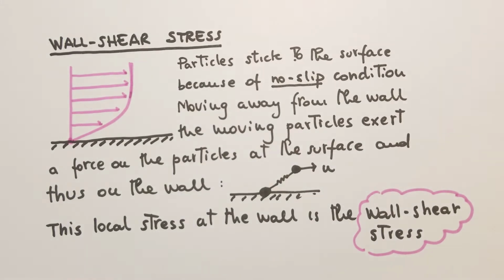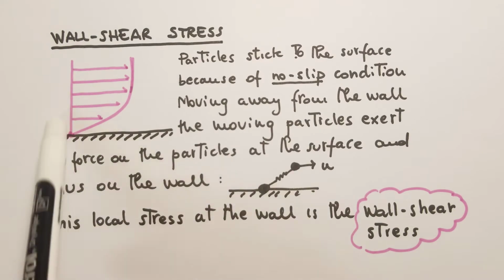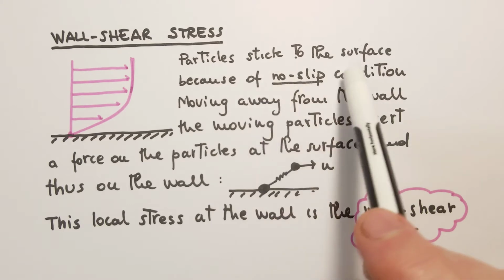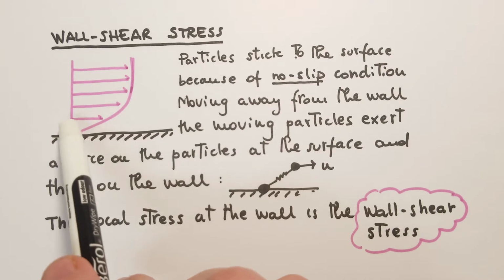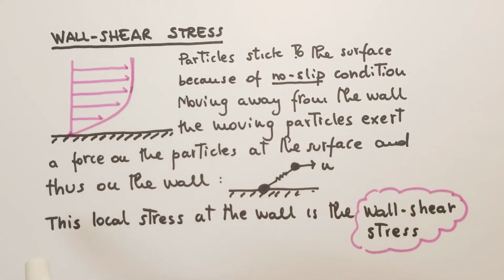A very important concept when we study boundary layers is the wall shear stress. Here we have sketched again the velocity boundary layer, and we remind ourselves that particles stick to the surface because of this no-slip condition. As we move away, the particles have larger and larger velocity as the free stream is approached. We can think that these moving particles exert a force on the particles that stick at the surface. We can schematically represent it here.